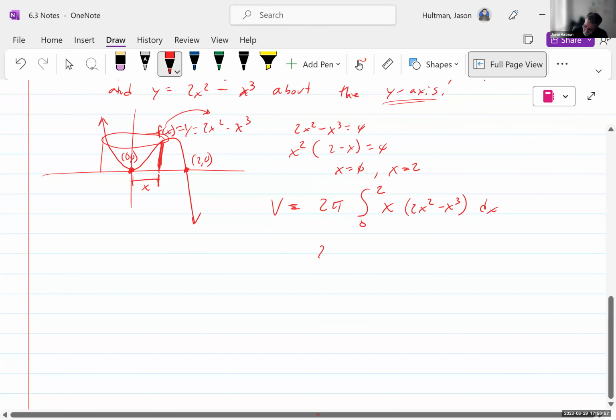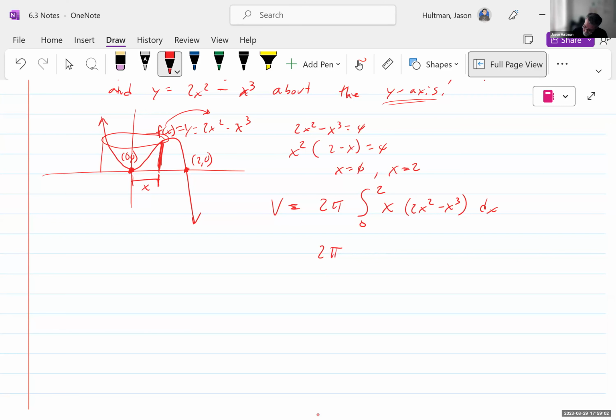We have 2 pi, from 0 to 2 of, distribute the x, that's 2x cubed minus x to the 4th dx. Now we just integrate. This becomes 2/4 x to the 4th minus 1/5 x to the 5th from 0 to 2, multiplied by 2 pi.